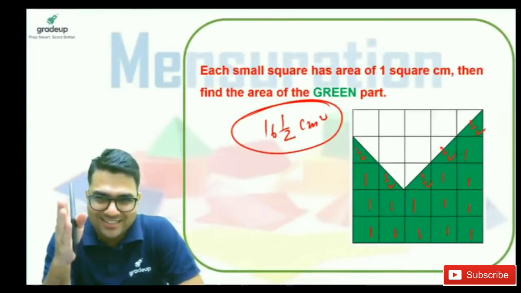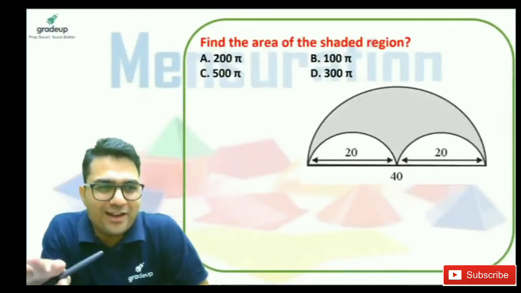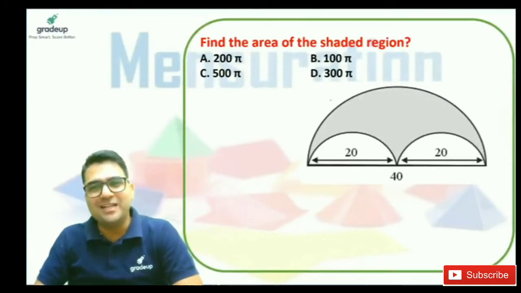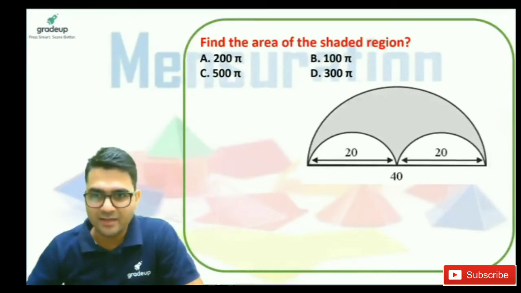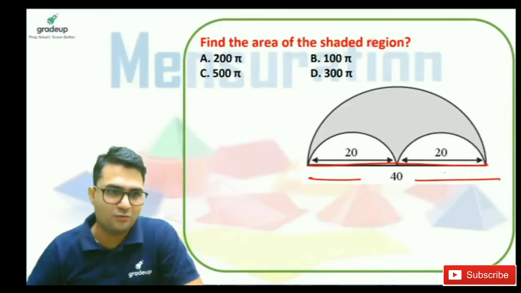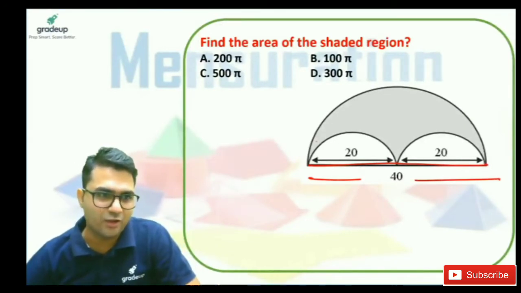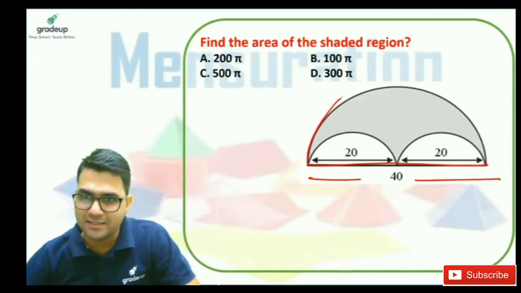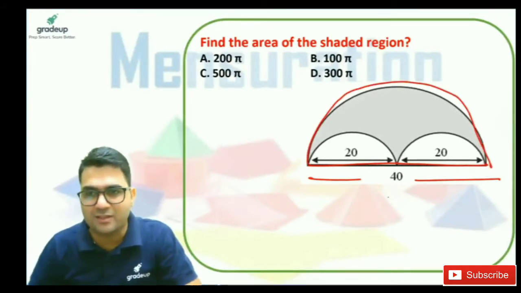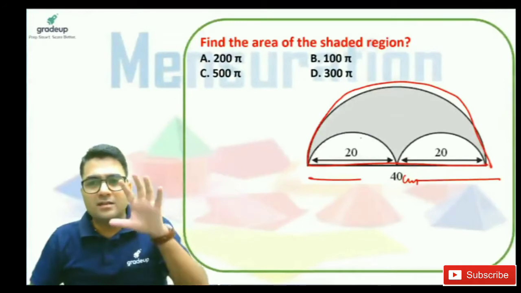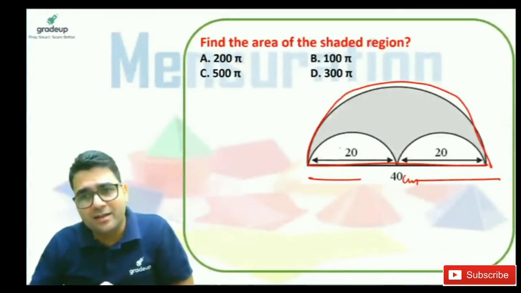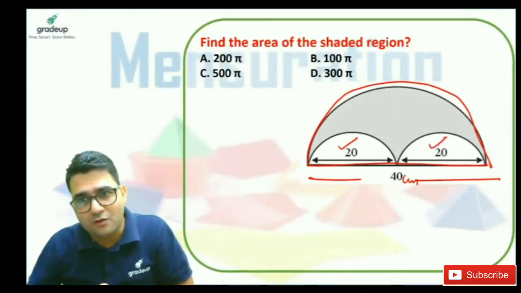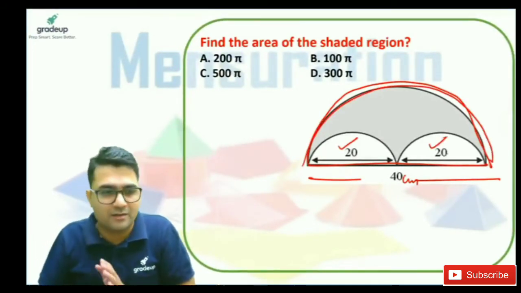Now the next question is this. You need to find out the shaded area. Please try this question and give it a try. This is a half circle with a diameter of 40 centimeter. And this is the semicircle with diameter 40 centimeter. In order to find out the shaded area, we just need to subtract these two half circles from the bigger half circle.